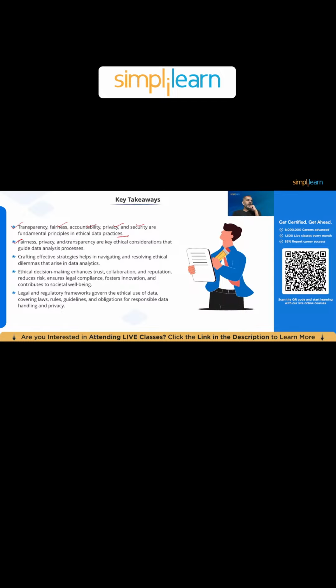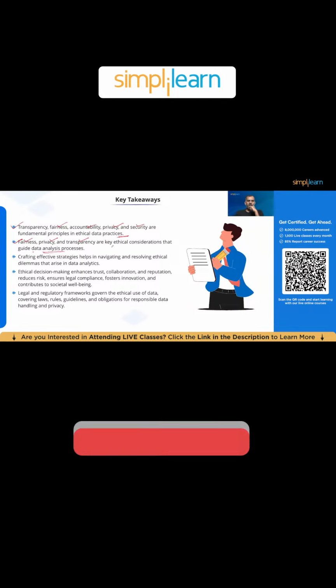Next, fairness, privacy, and transparency are key ethical considerations that guide the data analysis process. When we do data analysis, we need to be very fair in data collection. We need to maintain the individual's privacy, and we have to be very transparent while collecting the data, telling what the purpose is, what information is being collected, and what the intended purpose is. Can I say that for data analytics, these are the three main key ethical considerations, guys? Are we good with this?